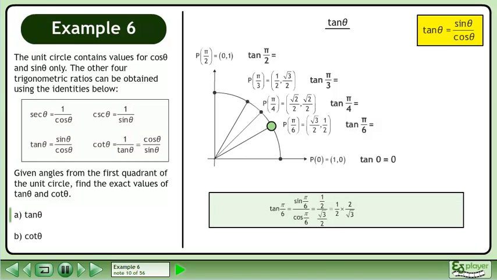Divide the fractions. Multiply the numerator by the reciprocal of the denominator. This gives us 1 over the square root of 3. Rationalize the denominator. Multiply the numerator and denominator by the square root of 3. This gives us the square root of 3 over 3. The exact value of tan pi over 6 is the square root of 3 over 3.